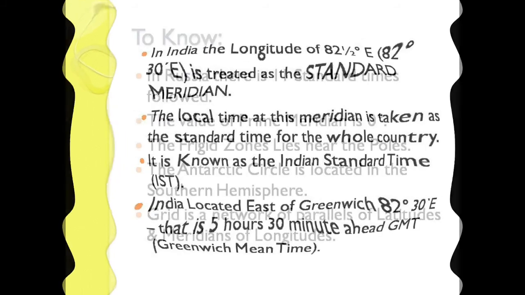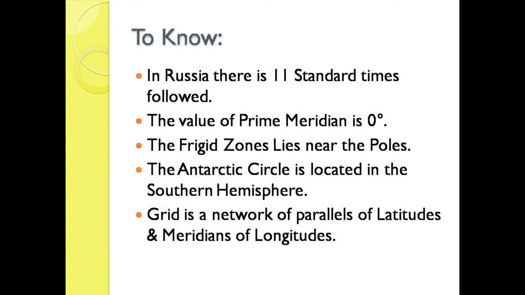To know, in Russia 11 standard times are followed. The value of the prime meridian is 0 degree. The frigid zones lie near the poles. The Antarctic Circle is located in the Southern Hemisphere.